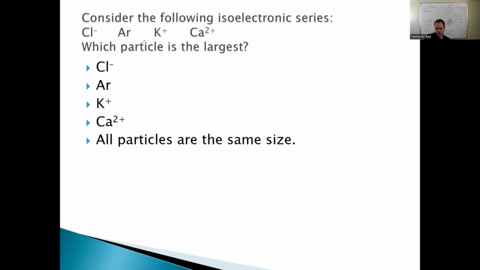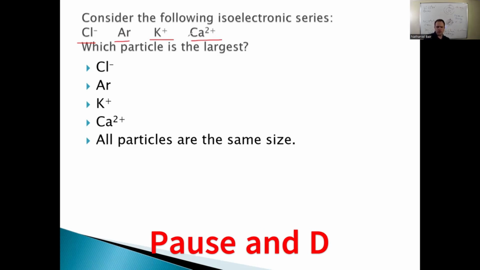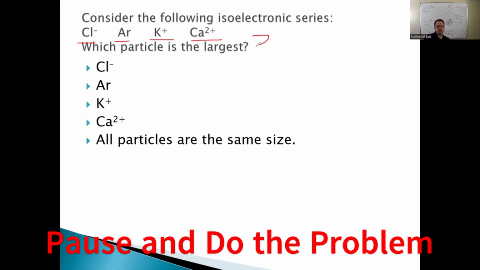These are isoelectronic elements: the chloride ion, neutral argon, the potassium cation, and the calcium cation. They are all isoelectronic with one another. I want you to tell me, who do you think is the biggest?